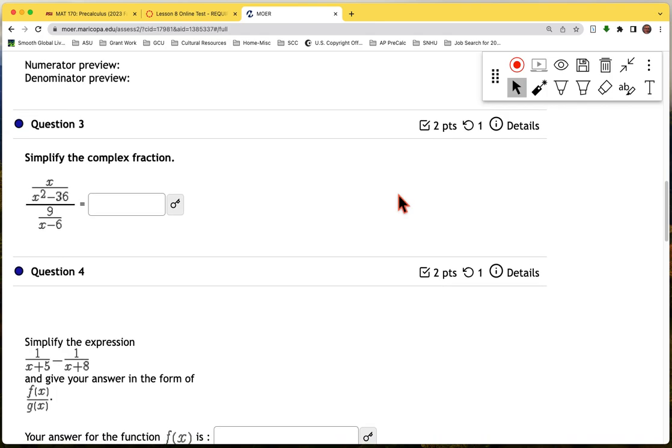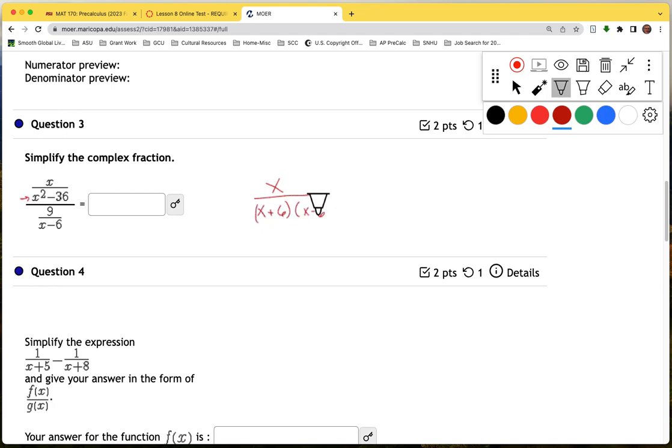Simplify the complex fraction. This is really the same thing. This is the top fraction divided by the bottom fraction. So we're going to rewrite that as x, and since we're going to simplify, we'll factor as we go. So x squared minus 36 is a difference of squares, so that's going to be x plus 6 times x minus 6, since 36 is 6 times 6. Okay, and then we're going to multiply by the reciprocal of the denominator. So the 9 will go in the denominator, and then the x minus 6 goes in the numerator.